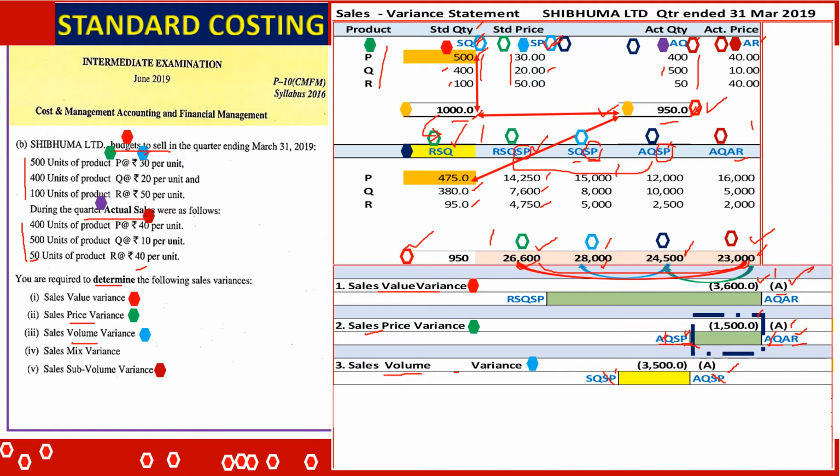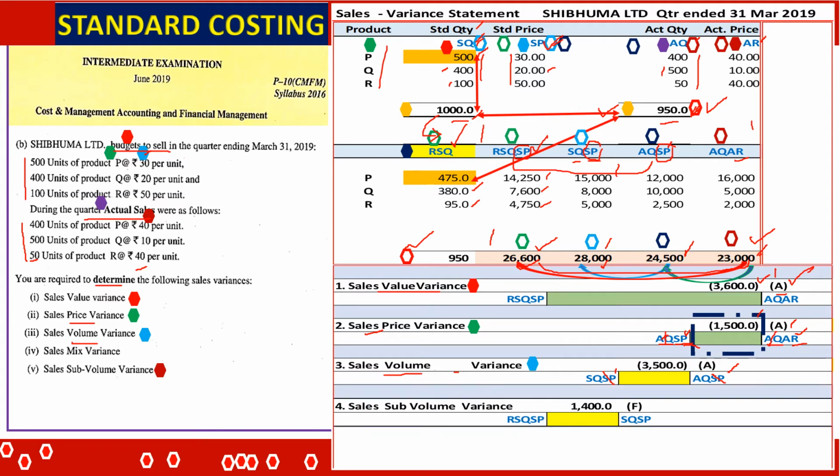Then we have got the sales sub-volume. Volume always refers to quantity, and sub-volume is nothing but, initially we have standard quantity 1000. We revised it to 950 to match the ratio of actual production. The difference between these two columns, RSQSP and SQSP, if you look into SP and SP are common, it is the variance arising because of the difference between revised sale quantity and sale quantity, which is nothing but 1400.